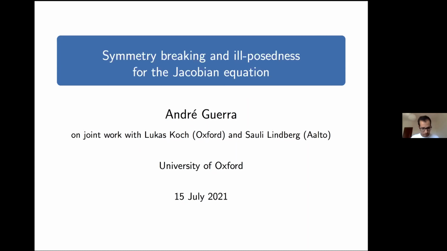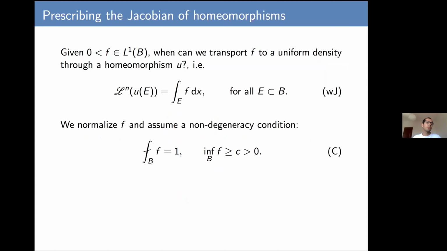So here is the basic question that I'm interested in. Let's say I give you a density F, which I will assume to be positive and integrable in the unit ball. My question is, when can we transport this density F to a uniform density? And I also want the transport map to be reasonable. Reasonable means here that I want the transport map to be a homeomorphism, so it will preserve the local structure of the space.